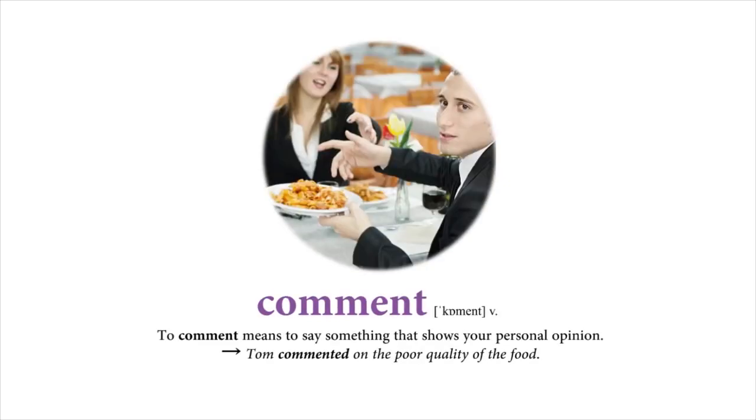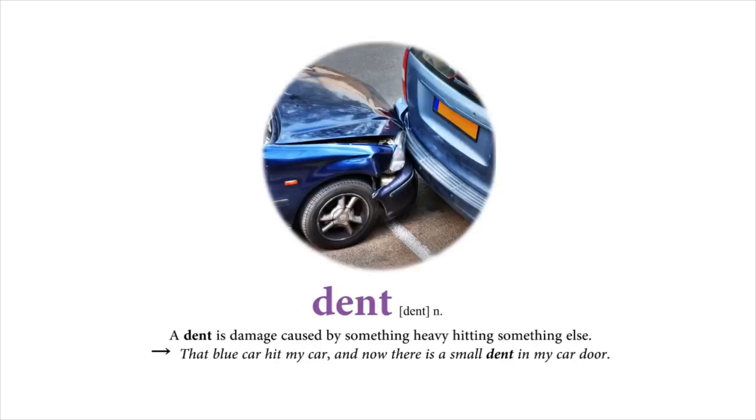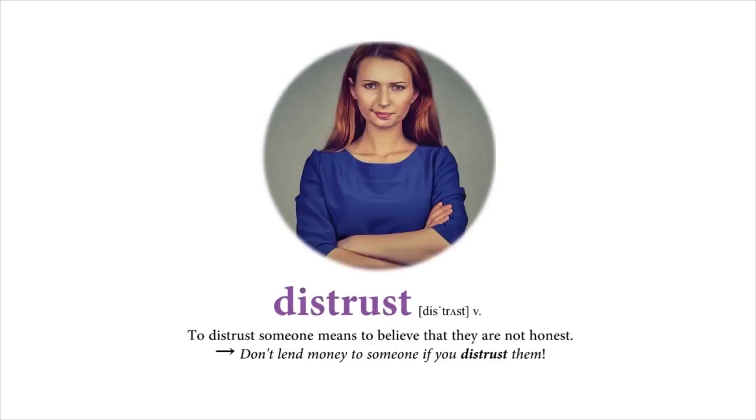Comment. To comment means to say something that shows your personal opinion. Tom commented on the poor quality of the food. Cross. To cross means to go from one side to the other side. We used his boat to cross to the other side of the lake. Dent. A dent is damage caused by something heavy hitting something else. That blue car hit my car, and now there is a small dent in my car door. Distrust. To distrust someone means to believe that they are not honest. Don't lend money to someone if you distrust them.